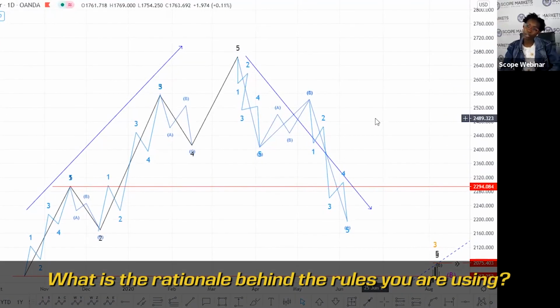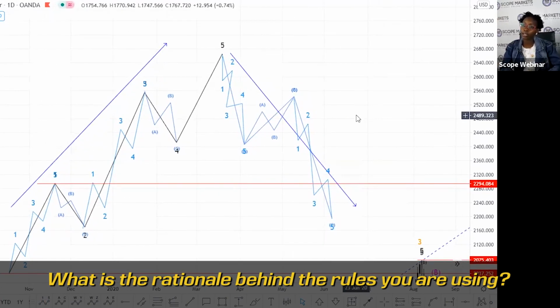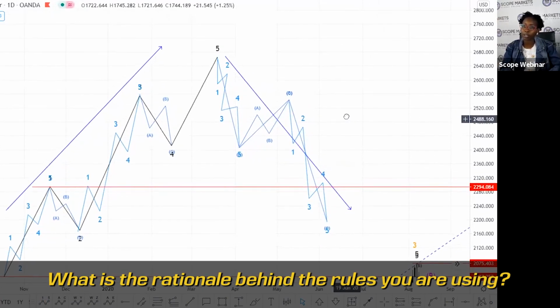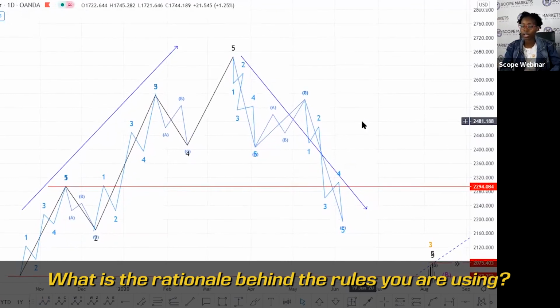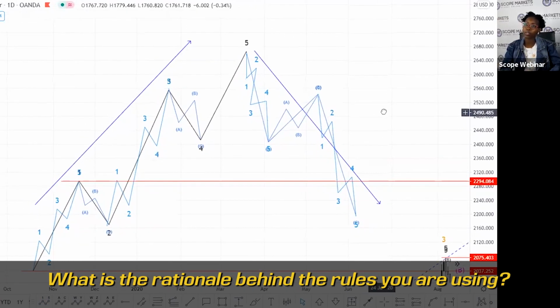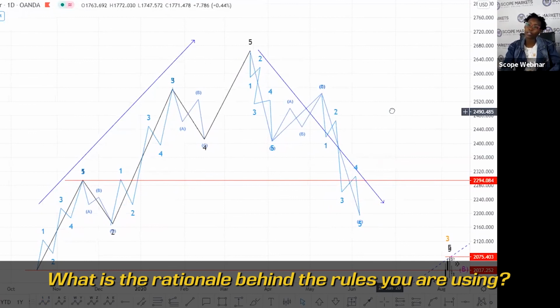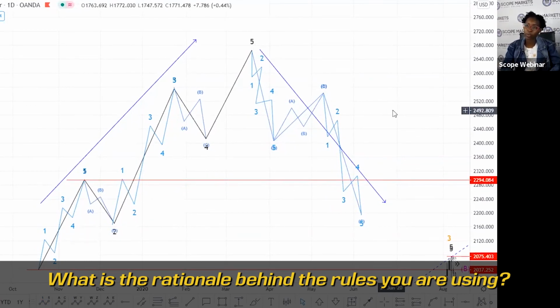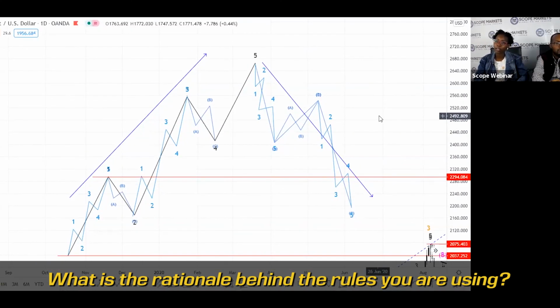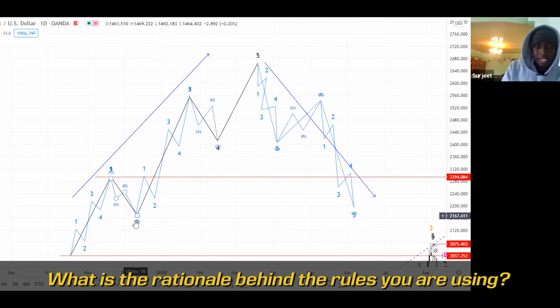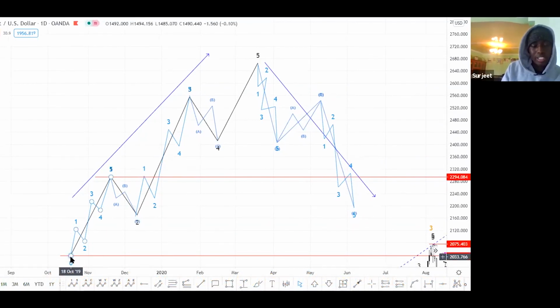Yeah, what is the rationale behind the rules? Like, wave 4 can't be longer than, like you said, what is the rationale behind those rules when it comes to technical analysis? Okay, so if you look at it in terms of how the market is playing out and how traders are trading.